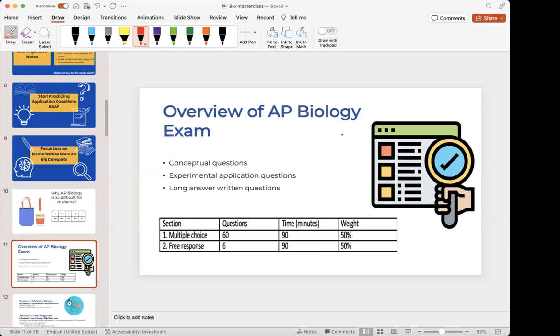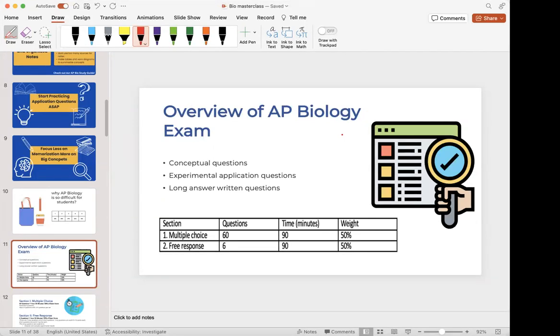Now I'm going to go through 3 types of questions that I typically see on the AP Bio exam, which are going to be conceptual questions, experimental application questions, and then long answer written questions. So those are the 3 types that you should probably prep for. And in terms of the actual layout of the exam, it is in 2 parts. Each one of them is going to be an hour and a half. The first part is going to be multiple choice. You're going to get 60 multiple choice questions and you have 90 minutes to do it. It's worth half the exam.